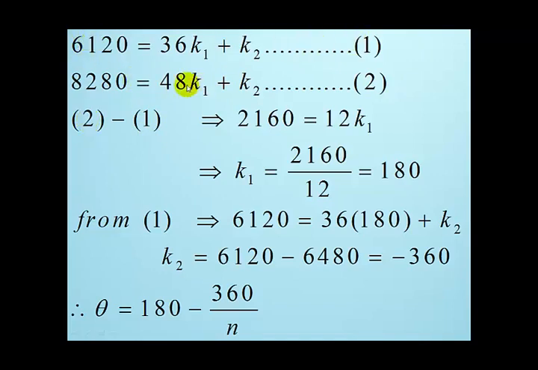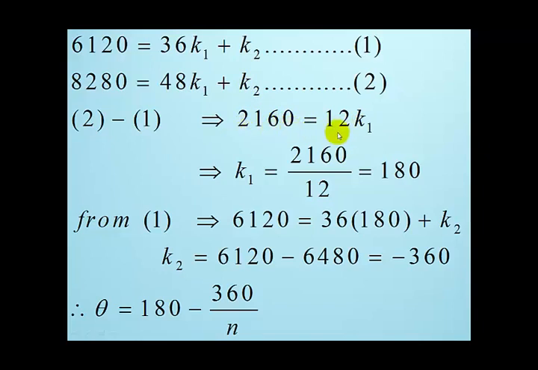So when we subtract 6120 from 8280, we have 2160. When we subtract 36 from 48, we are left with 12. But because of the K1, we have 12 K1. When we subtract K2 from K2, the answer is 0. So we have 2160 is equal to 12 K1. We need to find K1. So we divide the right hand side by 12, and we divide the left hand side by 12.